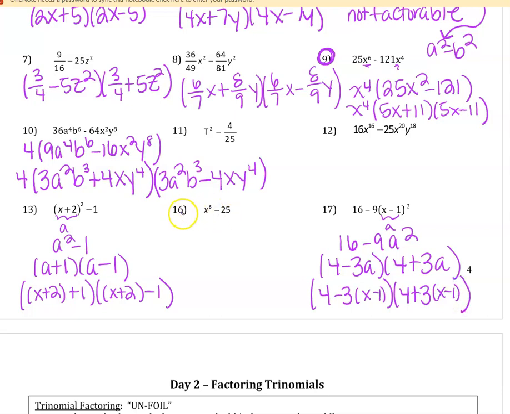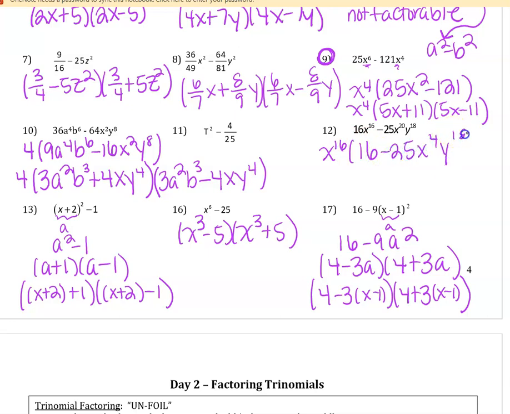All right, coming back over to 16, okay, dots again, I'm just taking the square root, so this is x cubed minus 5, x cubed plus 5. And jumping back up to 12, let's see, is there a GCF I can take out? I'm thinking I can pull out an x to the 16th. That's my GCF, so then 16 minus 25, x to the 4th, y to the 18th, and then I can do dots from there. So 4 plus 5, x squared, y to the 9th, 4 minus 5, x squared, y to the 9th. Okay, I skipped 11 in there.